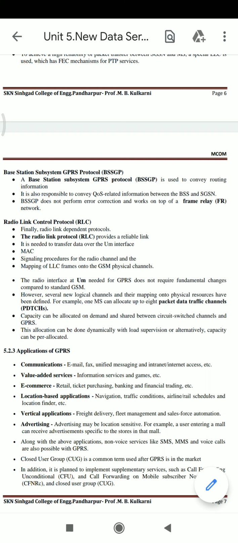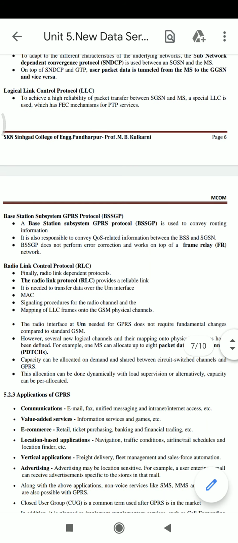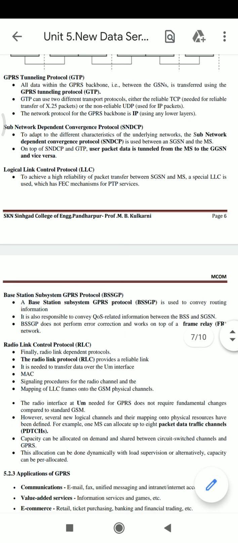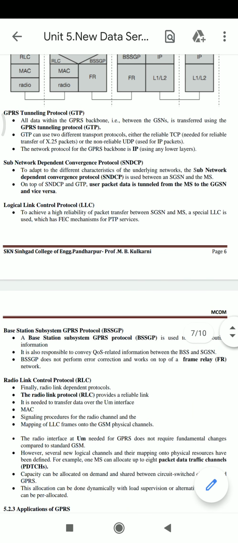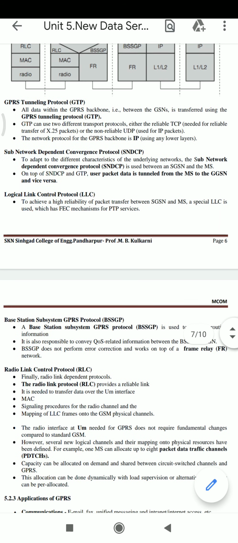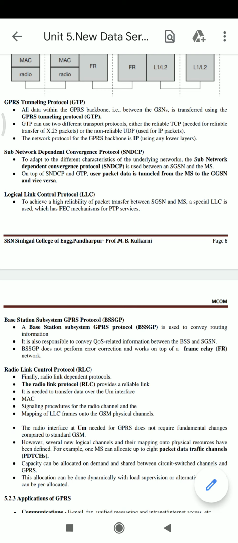So these are the different protocols which we have seen in the GPRS architecture: GTP, that is GPRS tunneling protocol, SNDCP, subnetwork dependent conversion protocol, LLC, logical link control protocol, BSSGP, that is base station subsystem GPRS protocol, and RLC, that is radio link control protocol. This is also one of the most important questions of this unit which can be asked for 8 marks in the university exam. Thank you.